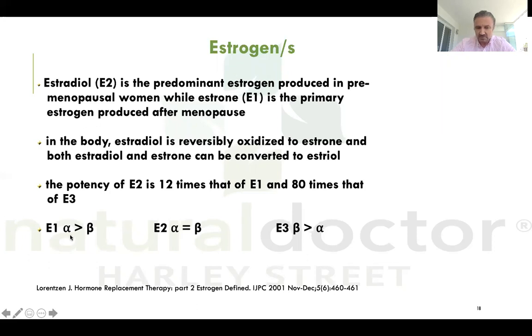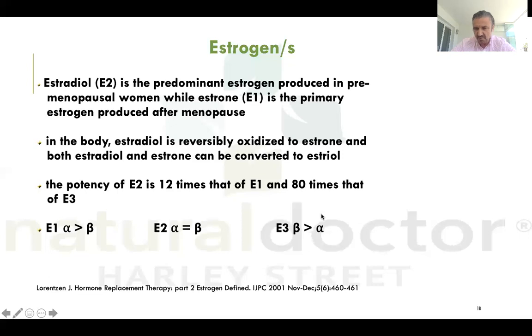There are 2 main estrogen receptors in the body, alpha and beta, and it's important to know that the activity of estrogen at these receptors is very different. So estrone tends to affect mainly the alpha receptor, much more than beta. Estradiol, or E2, stimulates alpha and beta receptors in about the same proportion, but estriol stimulates the beta receptor much more than alpha.